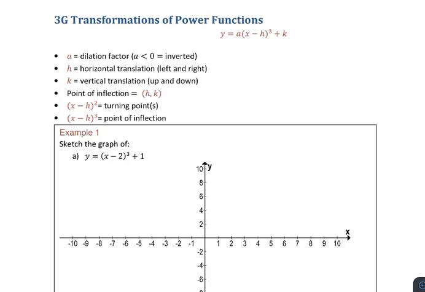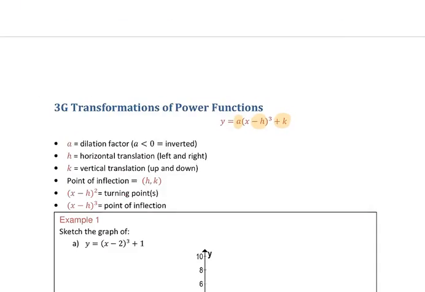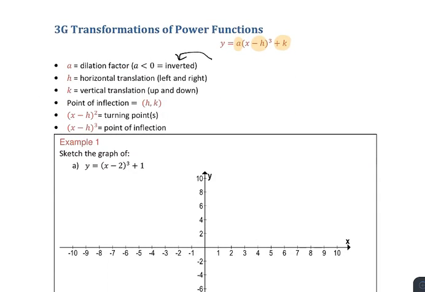Alright, 3G is looking at transformations of power functions. So we're looking at our quadratics, our cubes, our quartics, powers of 5s, etc. Okay, so we're just looking at those power functions. If we look at this in particular, we've previously seen this format before. A is our dilation away from the x-axis, H is a horizontal shift, and K is the vertical shift. So this is our previous look at it.